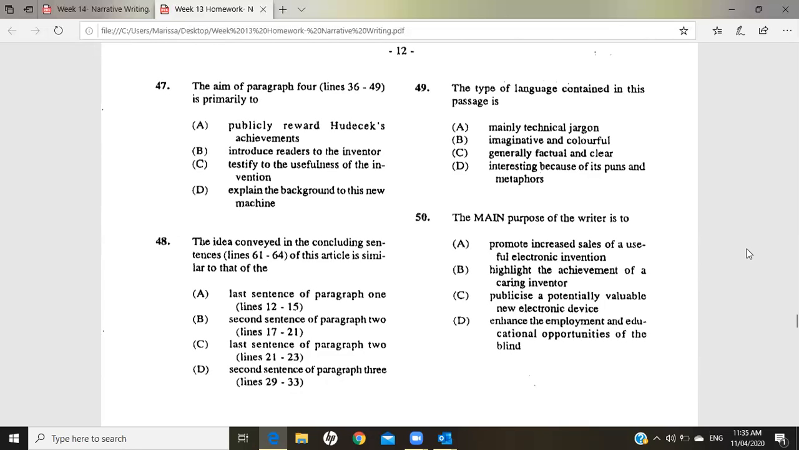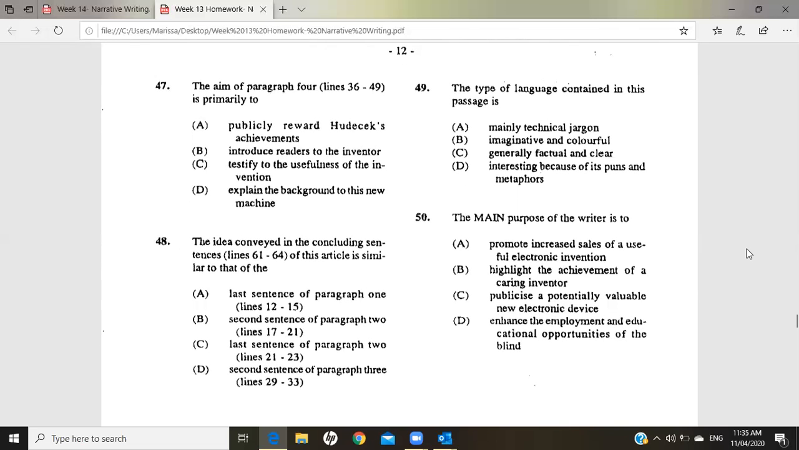So you have to compare different sets of lines to figure out what the answer is. Which had number 48, Jada? Number 48. Anybody want to help Jada? I had E. Number 48 is A, the last sentence of paragraph 1.